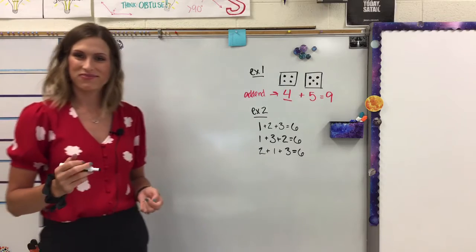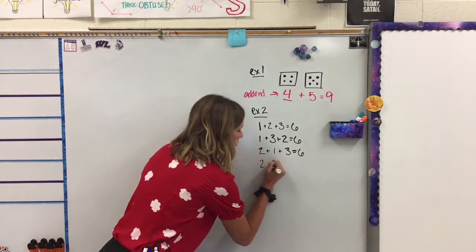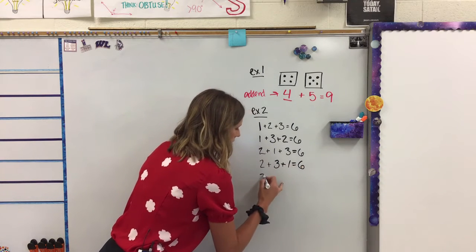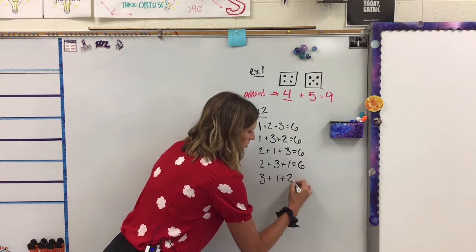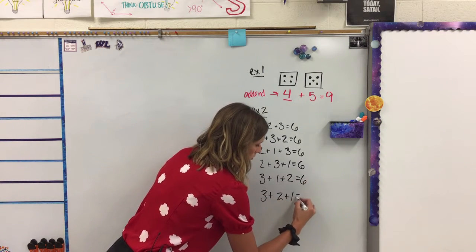All right, did you get them? Hopefully by now we should have the next 2. So you had 2 plus 3 plus 1 equals 6, and then 3 plus 1 plus 2 equals 6. 3 plus 2 plus 1 equals 6.